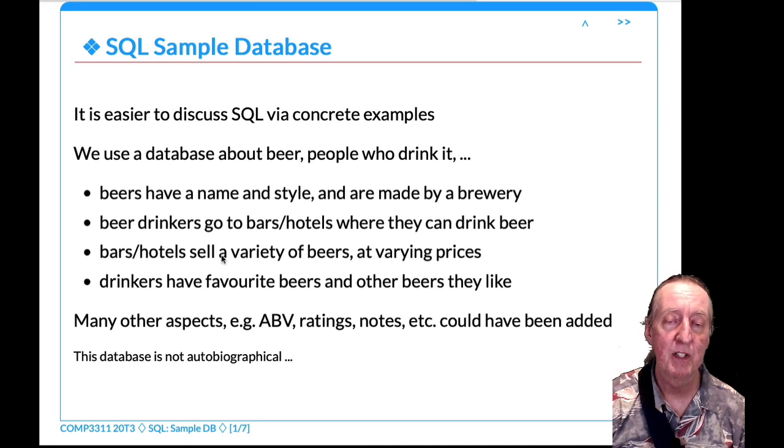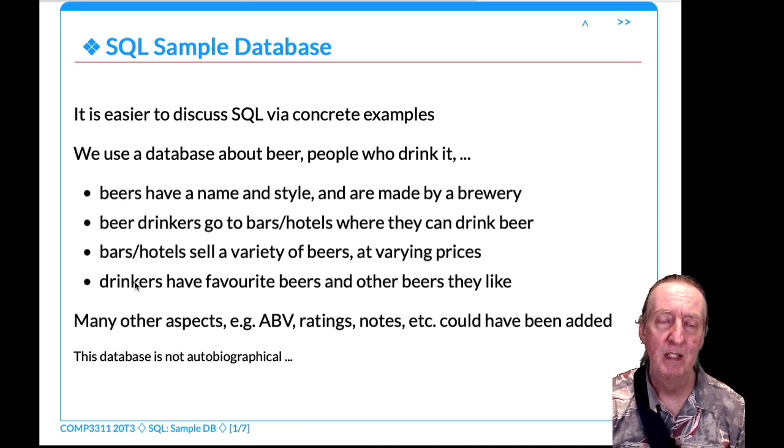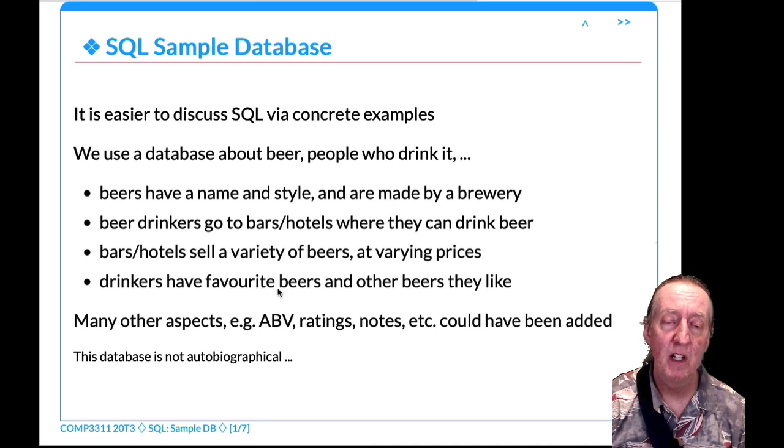The bars and hotels they go to sell a range of beers, and the prices may vary from one bar to another. So one bar might sell a particular beer for $5 a pint, and another bar might sell it for $6 a pint. Drinkers have beers that they like, and they have some favourite beers. We're not going to distinguish the favourite ones from the ones they just ordinarily like.